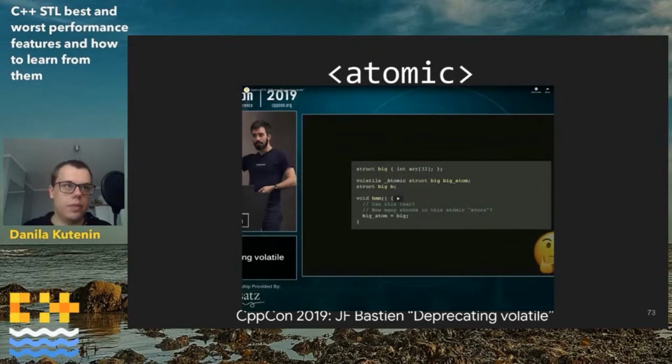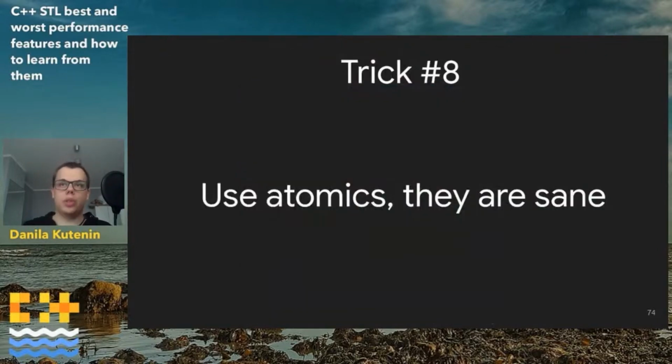I advise you to watch the Jeff Bastian talk about deprecating volatile. It has lots of fun: why people were using volatile, what it actually means, why you should not use it, and why in C++20 volatile is deprecated in several cases. So use atomics. They are sane, and basically I haven't seen anybody forbid the usage of the atomic library.